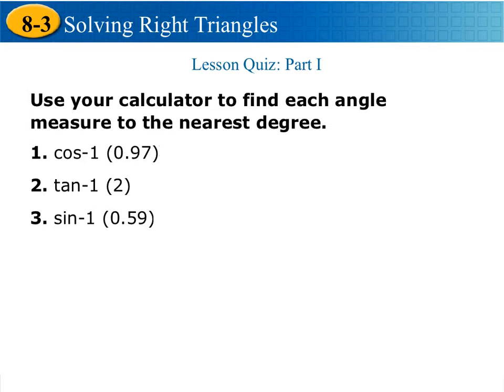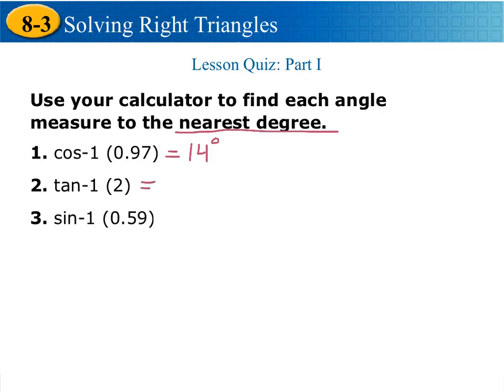So in your calculator, put cosine -1 of 0.97. What do you get? 14. It says round to the nearest degree, so we can just leave it as 14 degrees. So we're putting the cosine of some decimal, and it gives us the angle measure, which is 14 degrees.